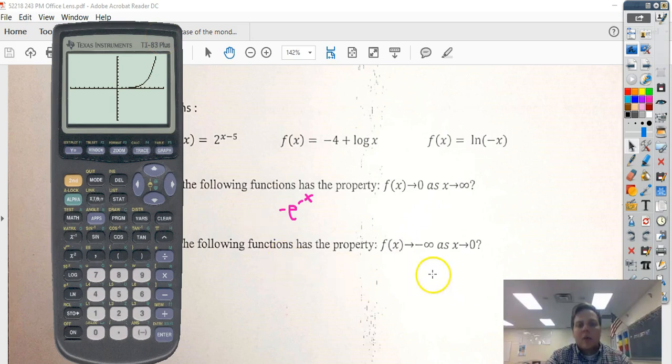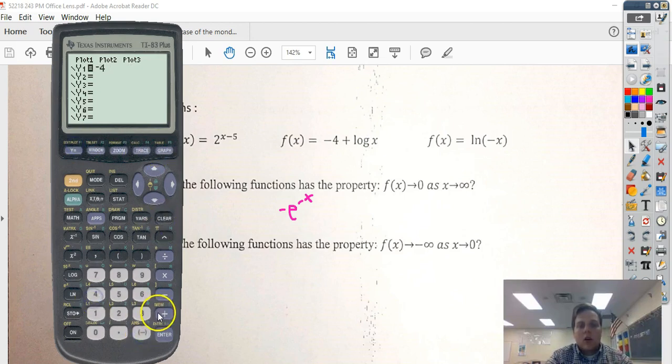Alright, so let's look at the next one. As x goes to 0, is y approaching negative infinity? That means, is it going down forever? Well, here's 0. Is this guy going down forever? Not at all, right? So it does not work for either one of those. So 2 raised to the x minus 5 is useless.